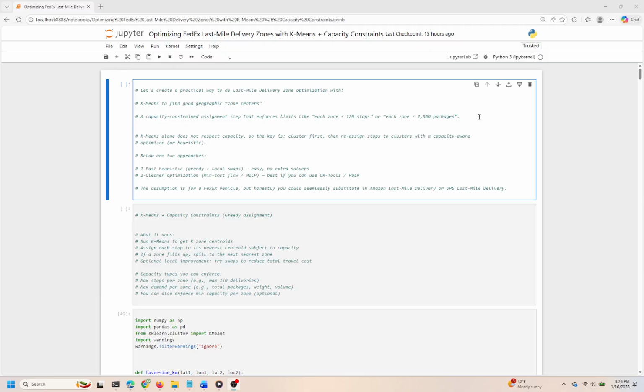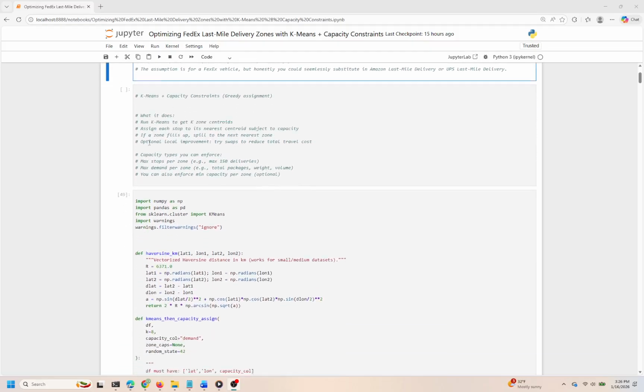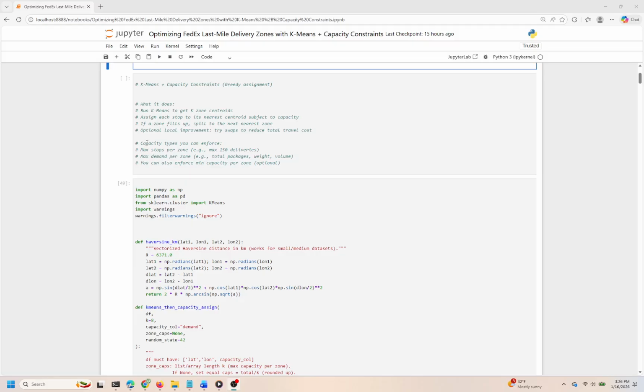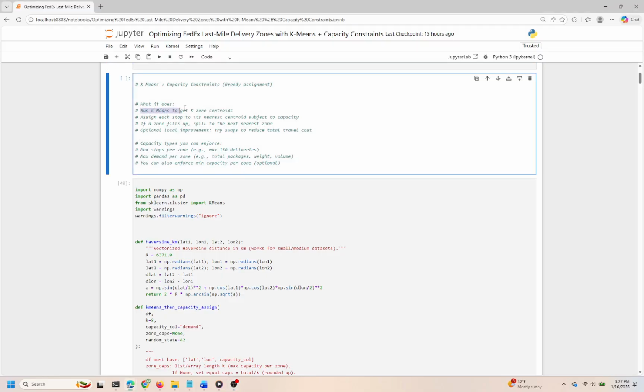Cell 2. In this cell, we're implementing a k-means clustering algorithm with a twist. We're adding capacity constraints to enhance our delivery zone assignments. This approach is crucial, not only for optimizing routes based on distances, but also for ensuring that each zone operates within its logistical limits, which can significantly improve efficiency. To achieve this, we first run the k-means algorithm to identify k zone centroids, which serve as the central points for our delivery areas. We then move to the assignment phase, where each delivery stop is allocated to the closest centroid.